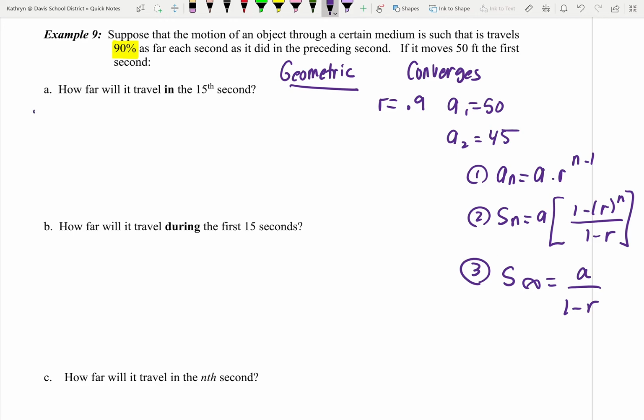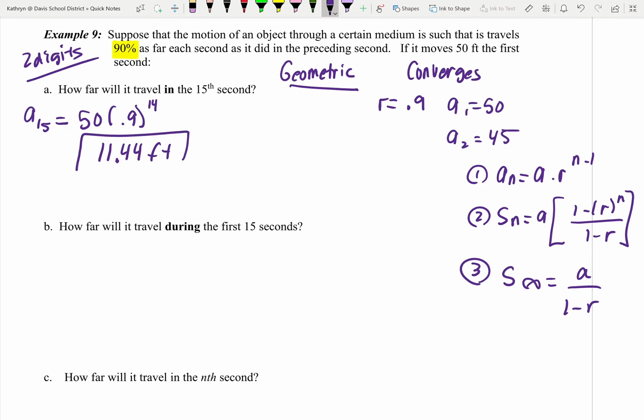Everybody go a sub 15 is equal to a, which is 50, times the ratio, which is 0.9, raised to the 15 minus 1, which is 14. Grab your calculator and go 50, parenthesis, 0.9, close it off, raise it to the 14th, hit enter. On this whole example, we're going to 2 digits. And that would be 11.44. If you don't label, you're going to lose points. What would it be? It would be feet.